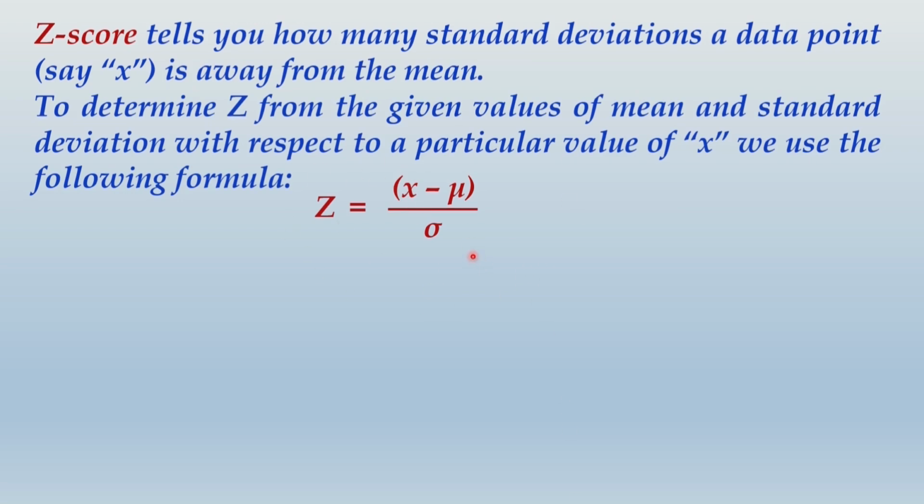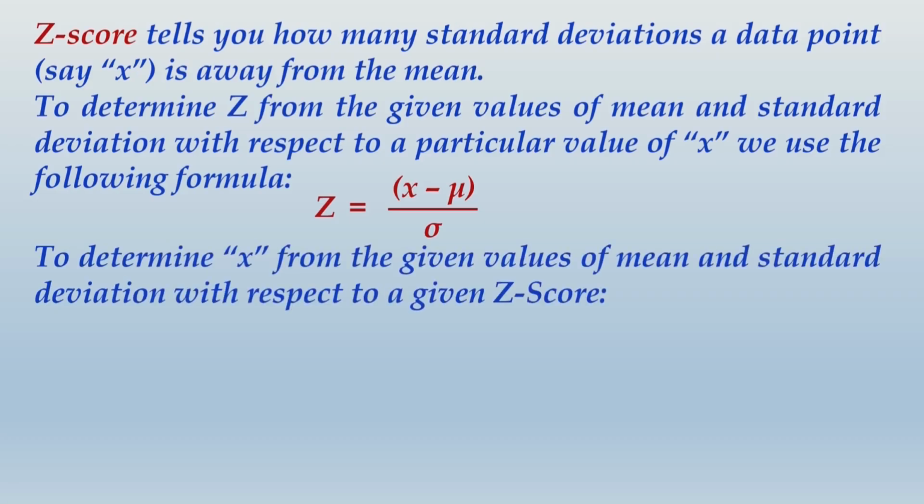Just in this equation, if you cross multiply standard deviation into z value, one side will be equal to x minus mu, and then when you shift this minus mu to the other side, it will become plus mu. So to determine x from the given values of mean and standard deviation with respect to a given z score, you cross multiply, and you will get x minus mu equals sigma into z. So the value of x will be sigma into z plus mu, correct? This minus mu shifted to the other side becomes plus mu.